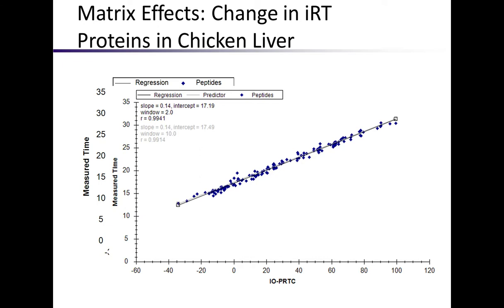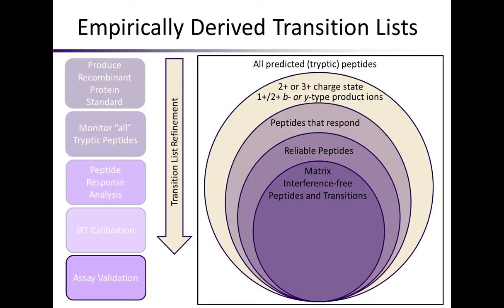So if we take our proteins that we measure in buffer and throw them in chicken liver, this is about what it looks like. But if we correct for our retention time calibrators, we can actually get them nice and tight back around our original line in our different matrix. And so this is how you can actually schedule the experiments to only measure a small subset of peptides at any given time, and save yourself some time.